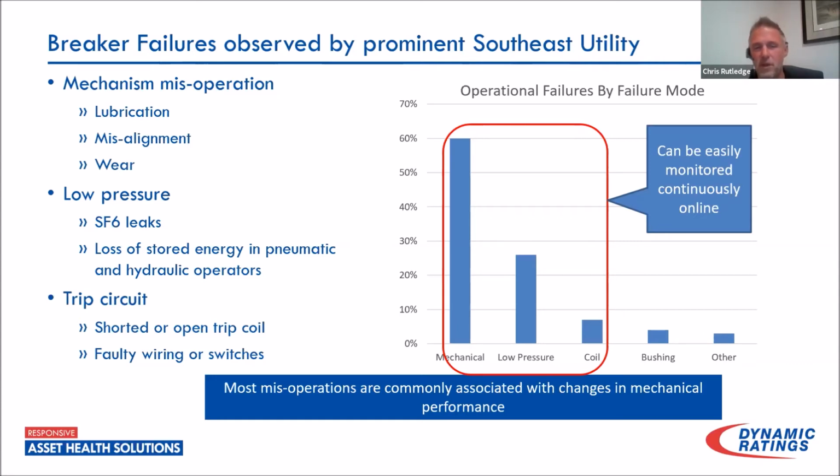And then trip circuit failures do occur, and usually there are good indicators as to why you're seeing these failures of the coils. But that's down low, under 10%. That's actually the problem causing the breaker to fail. The good thing about this is these are all very easily monitored.